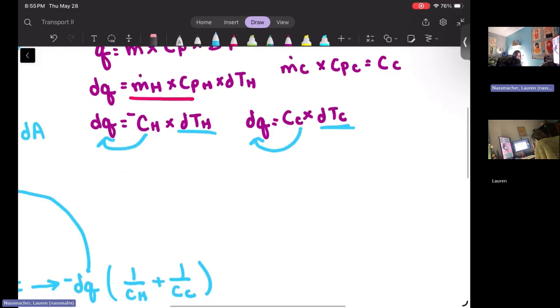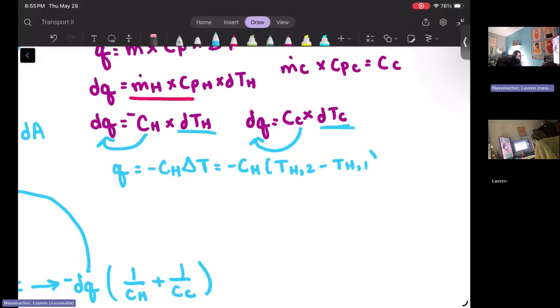From here, we're going to go back to these little expressions we made, and take the integral of them. And so now we're just going to have heat transfer is equal to negative CH delta T, which is equal to negative CH times TH2 minus TH1. If we do the same thing for the cold, we get positive CC times TC1 minus TC2.